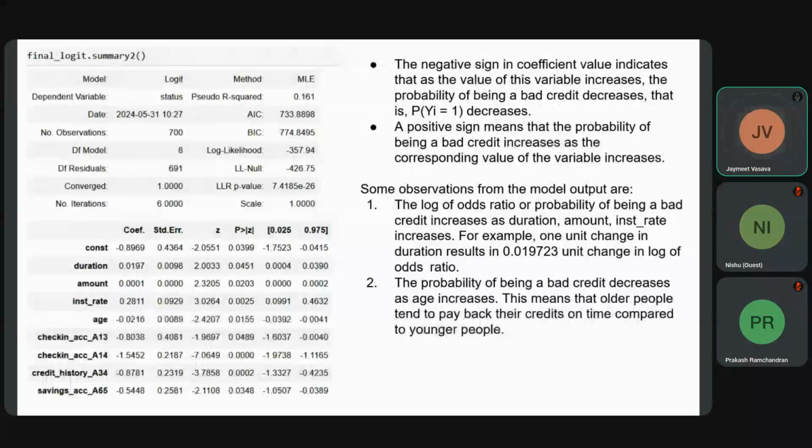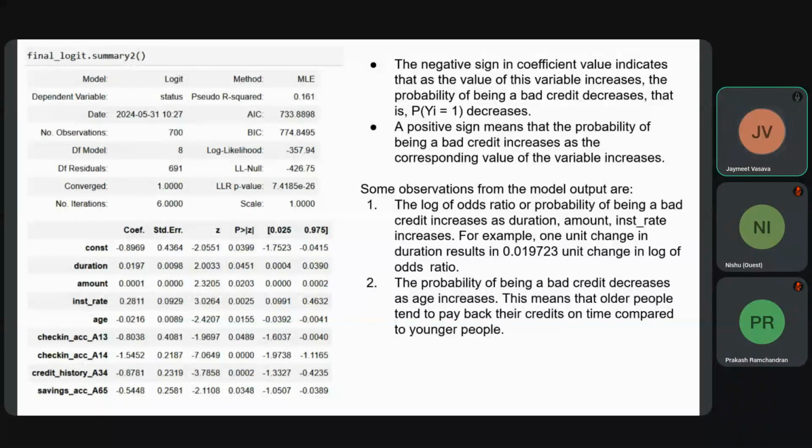For the summary that we have got, you can see the negative sign in a coefficient value indicates that as the value of this variable increases, the probability of being a bad credit decreases. That means that P(y=1), the probability of y equals 1, decreases. Then a positive sign means that the probability of being a bad credit increases as the corresponding value of the variable increases.